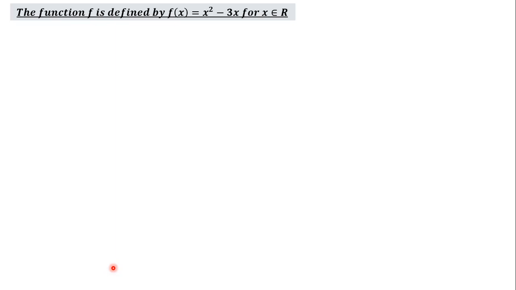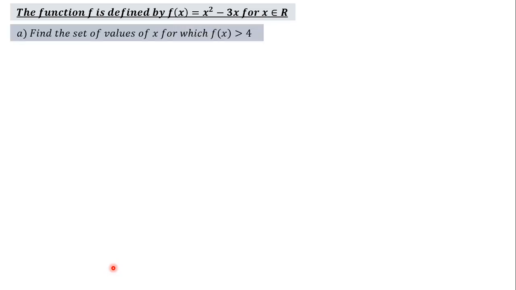Students, we are given a function f of x equals x squared minus 3x for every x belonging to the real numbers. And what you have to do is find the set of values of x for which your function is greater than 4.